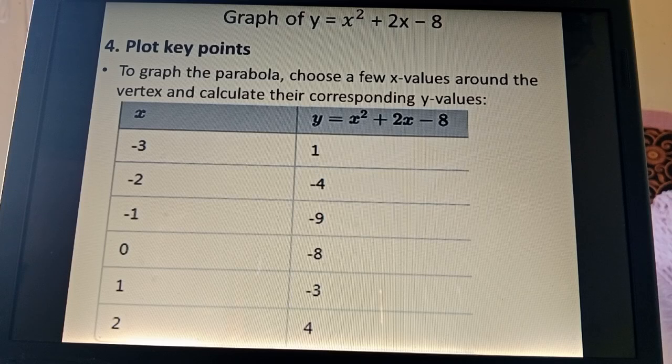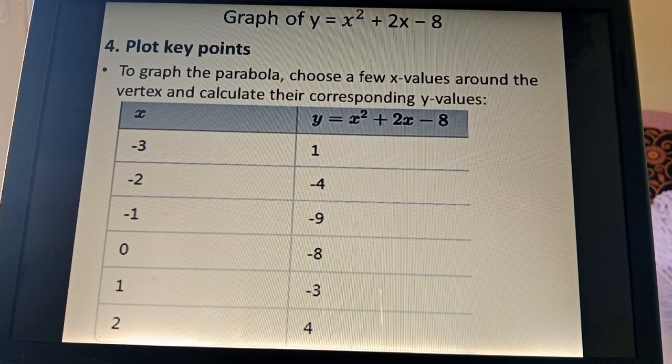Graph of y is equal to x squared plus 2x minus 8. We are now in the last step, where we plot key points to guide us on the shape of the parabola. To graph the parabola, choose a few x values around the vertex and calculate their corresponding y values. If x is negative 3, y will be 1. If x is negative 2, y will be negative 4.